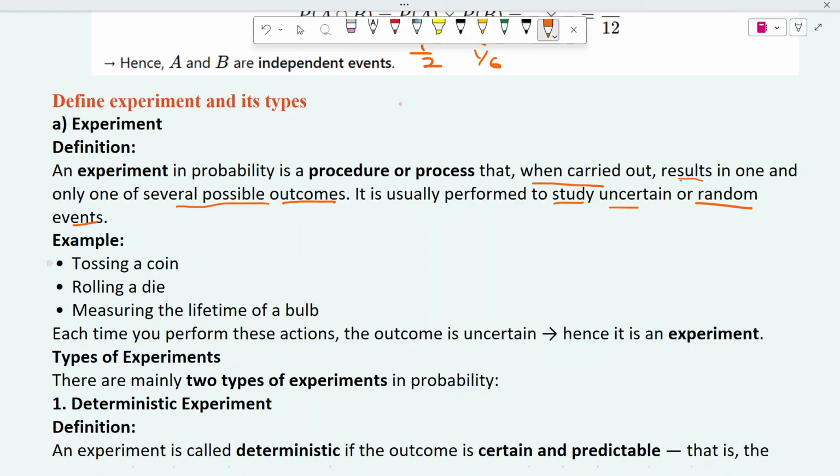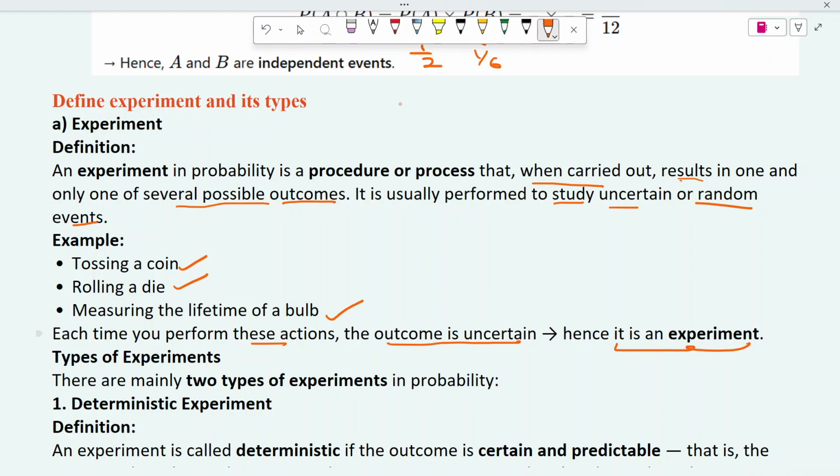An example is tossing a coin, rolling a die, or measuring the lifetime of a bulb. If you take different bulbs, their lifetime will vary. It is not the same. Each time you perform these actions, you cannot say for certain what the outcome will be. When you toss a coin, you cannot tell exactly whether you will get head or tail. Similarly, if you measure the lifetime of a bulb, different bulbs will give different lifetimes. So these are called experiments.